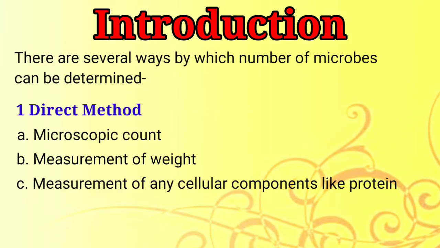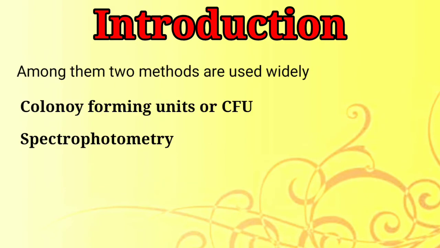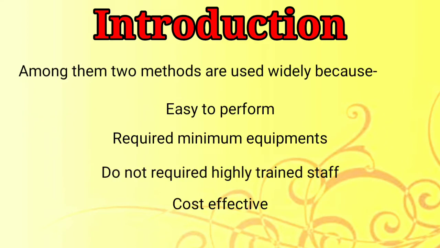Basically, there are two widely used ways by which one can determine the number of microbes. Number one is viable plate count and number two is spectrophotometric or turbidometric method. These two methods are widely used and easy to perform and require less sophisticated instruments.